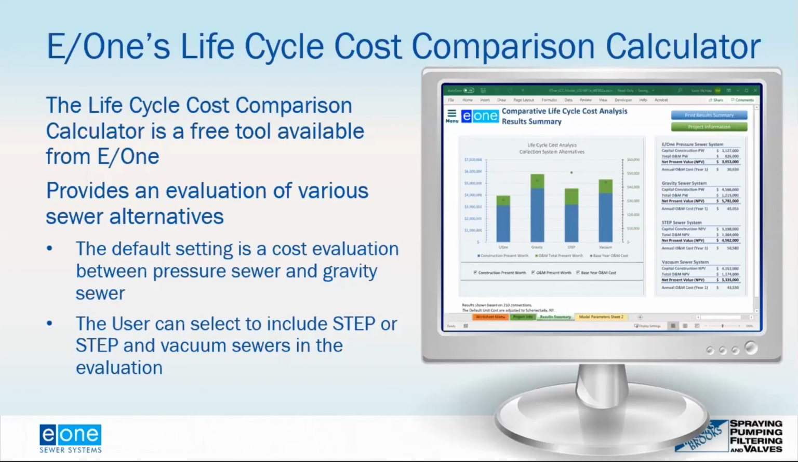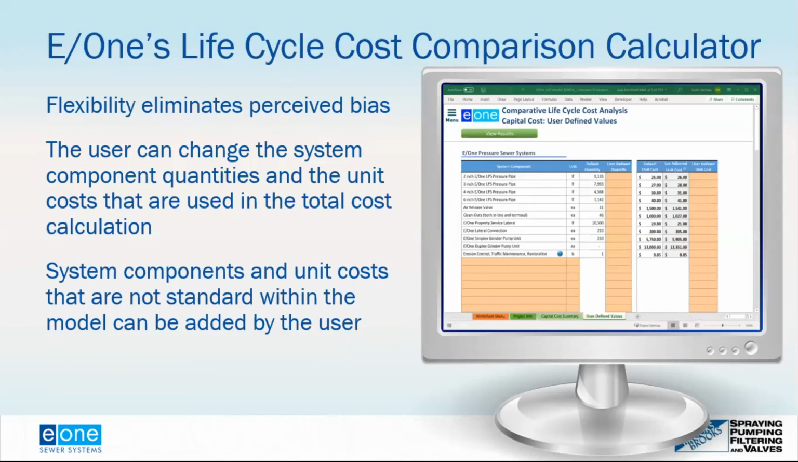When you look at the capital construction cost, this screenshot here shows the E1 system. You can see on this example, if you go down to the third from the bottom, it says there are 210 simplex grinder pump units. If you're a developer and you're going to install those later, or the homeowner is going to install that when they buy the house, you can zero that number out. Yeah. And it's going to get phased in as the houses get sold.